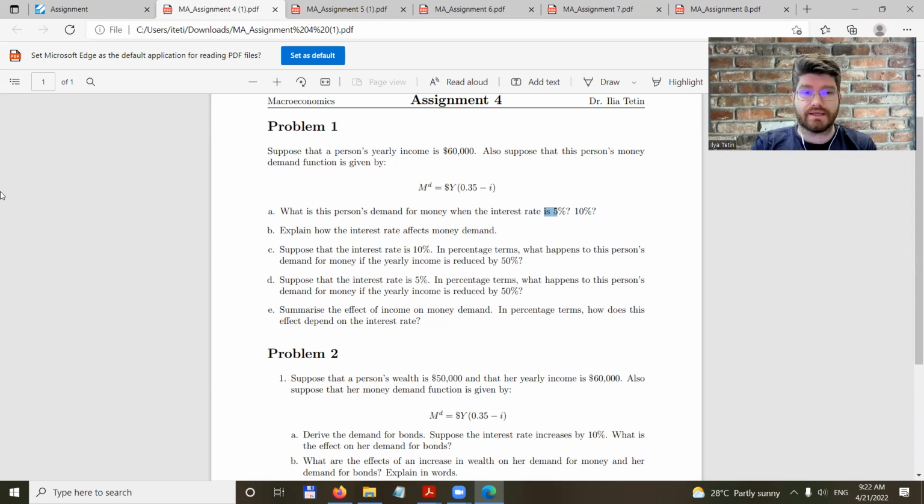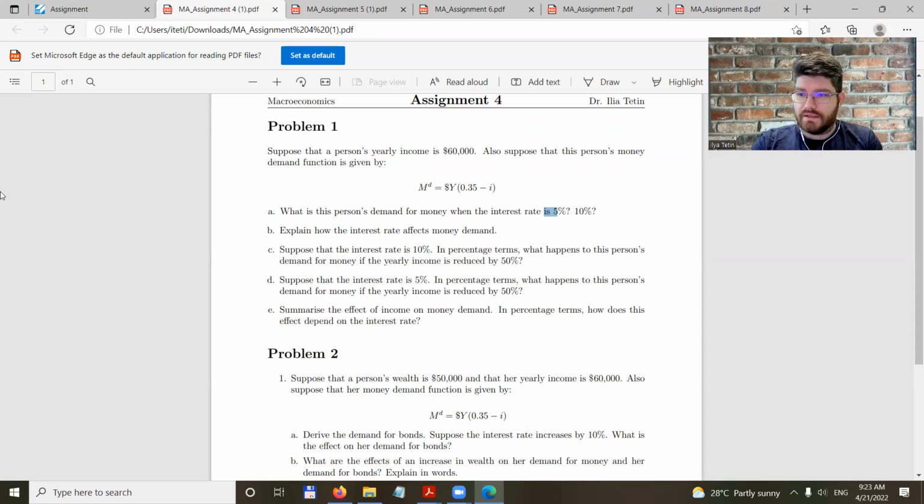Money demand decreases when the interest rate goes up, because bonds which pay interest become more attractive than money which pays little or no interest. We are talking about the simple economy, and the simple economy contains only money and bonds. So in this type of economy, money pays no interest, bonds pay interest, so money is less attractive than bonds. That's it.